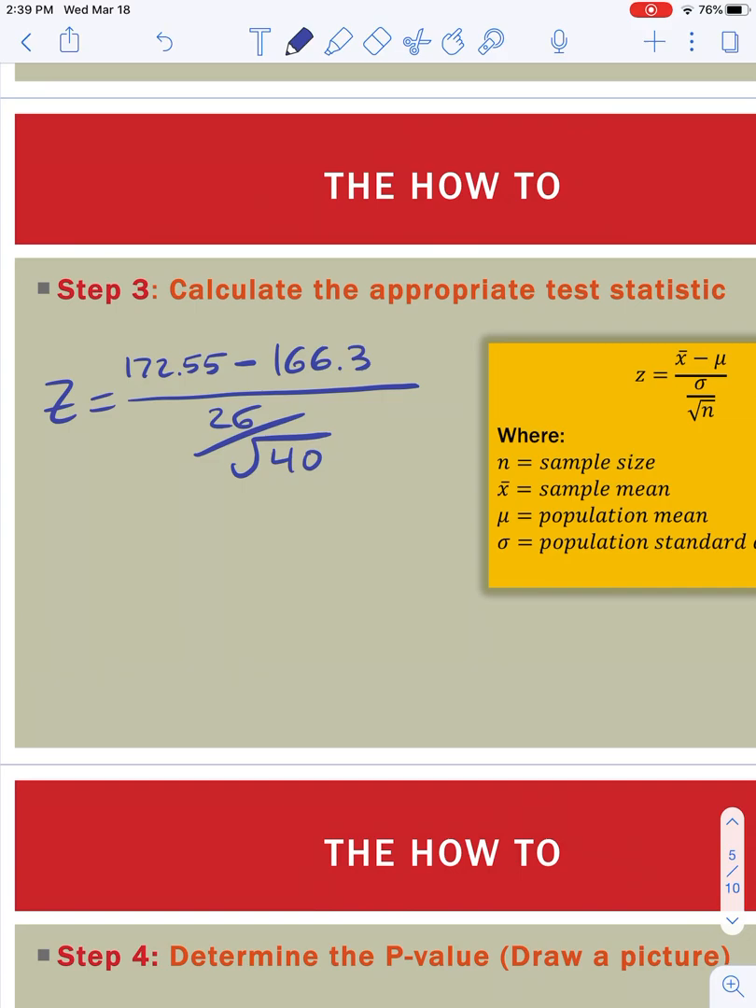Okay? Well, let's type this into our calculator. I'm going to put in parentheses 172.55 minus 166.3 divided by, and then I'm going to put in parentheses 26 divided by the square root of 40, and I get an answer back of 1.52. So z equals 1.52.